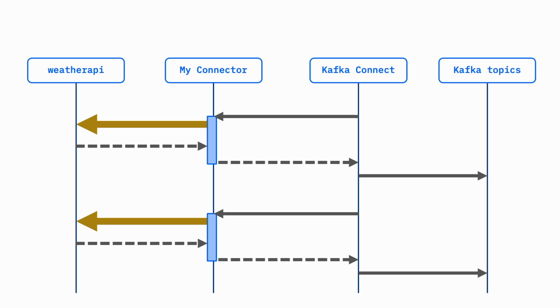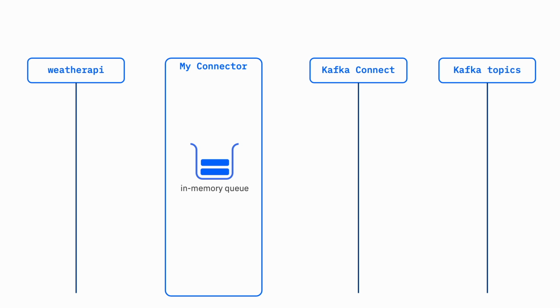If my connector actually did this, I would burn through the limit for my weather API key very, very quickly. I've only created a free plan API key with the weather API service, and that has a strict limit on how many times I can call the API. Each of these gold arrows here on my slide would be using up my API calls allowance. So I needed to make the connector very slightly more complicated.